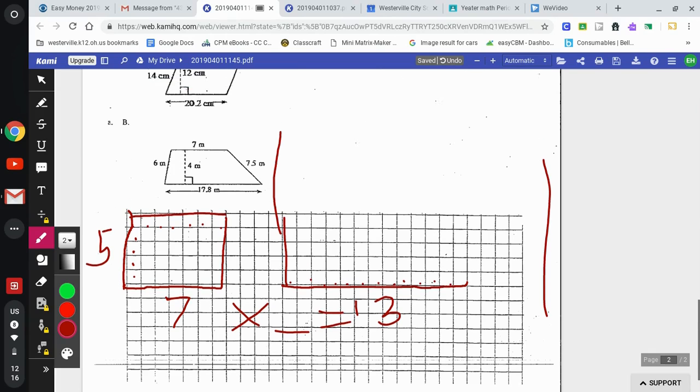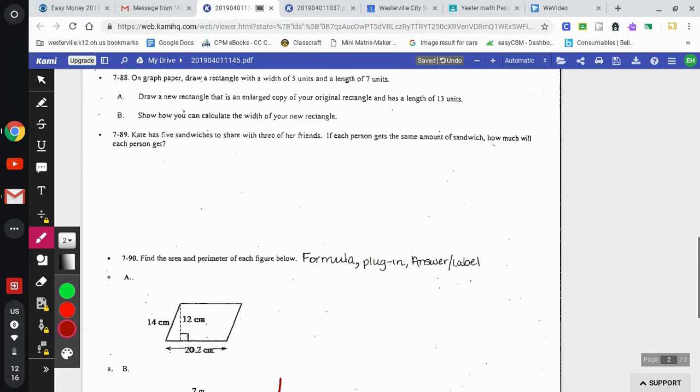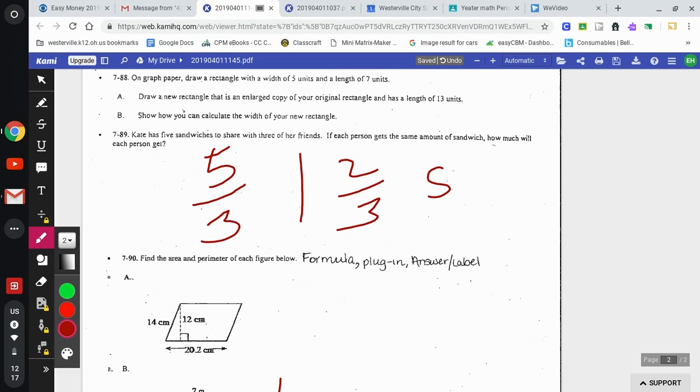789. Kate has 5 sandwiches to share with 3 friends. If each person gets the same amount, how much will she get? So again, remember that you're dividing 5 sandwiches among 3 friends. 3 goes into 5 one time. What's left over? 2/3. So each person gets 1 2/3 of a sandwich.